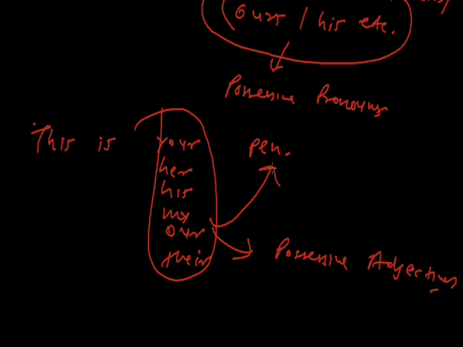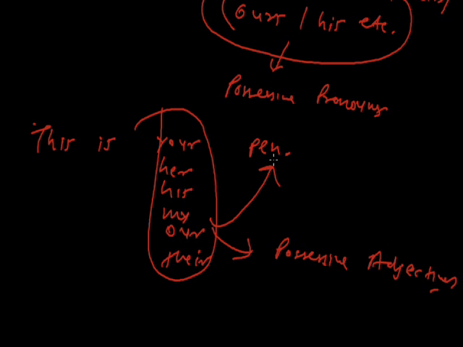Why? Because they come before a noun. If your, her, his, these come before a noun, then they are possessive adjectives and not possessive pronouns. Possessive pronouns are like this pen is yours, this pen is hers, this pen is his, this pen is mine, this pen is ours, this pen is theirs. Then they are possessive pronouns.